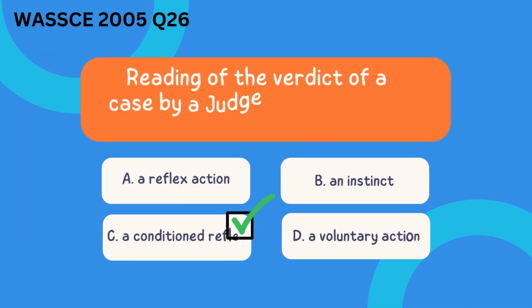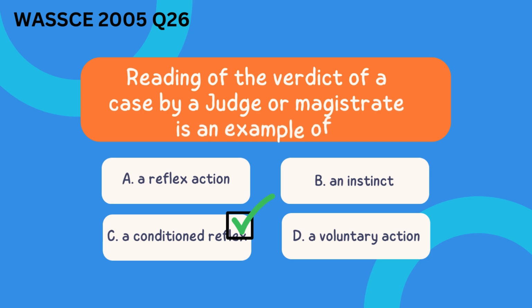The correct option is option C, a conditioned reflex. Reading is a conditioned reflex. We learn how to read over the years and it becomes part of us. Option A, which is reflex action, is wrong because we involve our brain in reading. It is also not an instinct and it is not a voluntary action because we learn how to read.